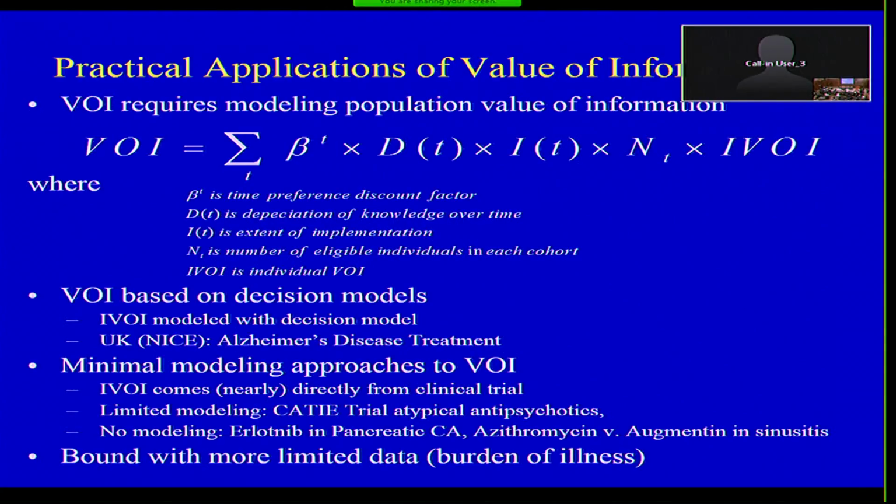So you're basically taking the uncertainty almost directly, or directly, from the trial results itself. And I'll illustrate these with the CATIE trial of atypical antipsychotics for limited modeling, and a couple of examples in the no modeling approach. Let me just say, because I'll come back to it later, but it's on the slide, you can also bound some of these things with more limited data, such as burden of illness, but it's really not getting at the uncertainty element. So let's go back to the minimal modeling approaches.